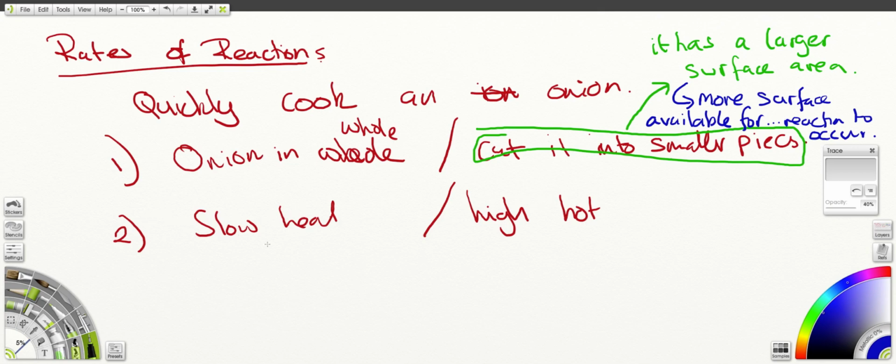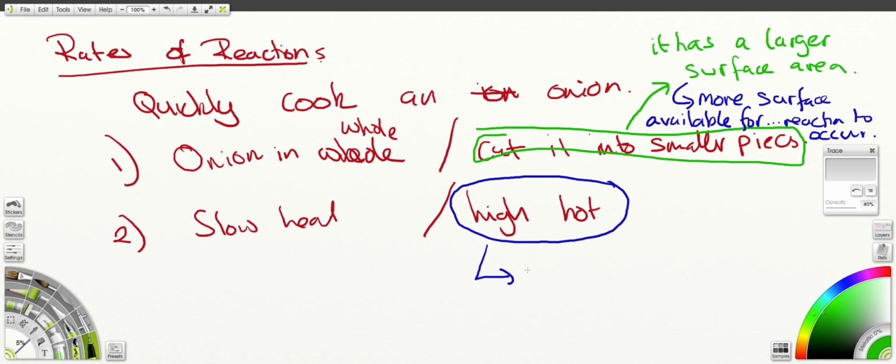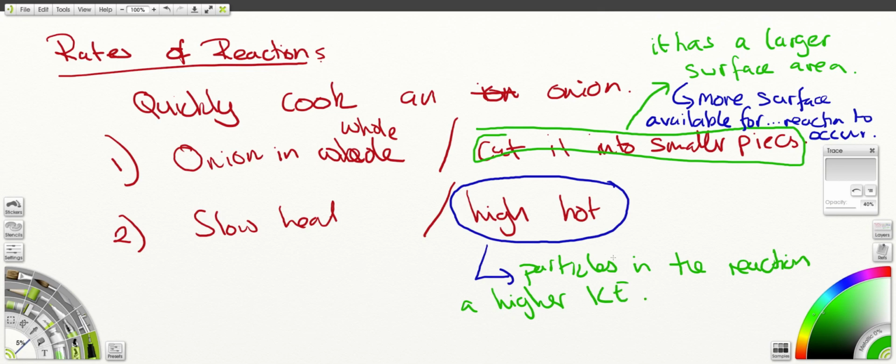Now here is, are you going to use a slow heat or a high heat? Of course the answer is, to increase the rate of reaction, you're going to use high heat. Now with heat, it's going to give the particles in the reaction a higher kinetic energy, which is brilliant because there's going to be more collisions, and as a result the rate of reaction will increase.